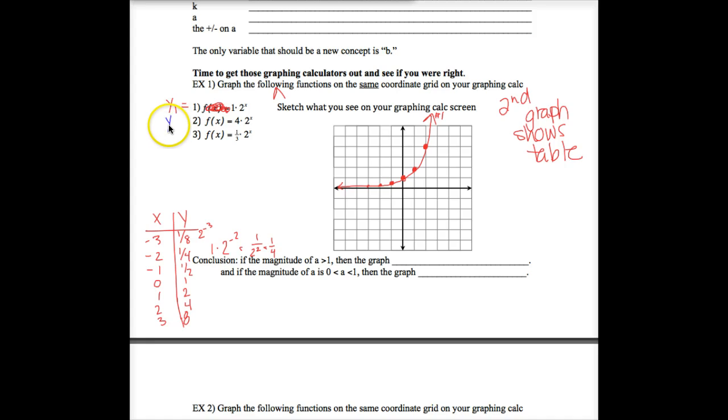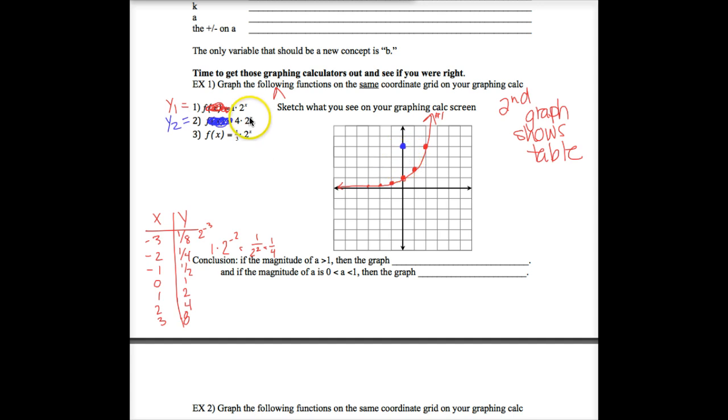So in your y2, you're going to type in, of course, not the f of x part, because that is y. You're going to punch in 4 times 2 raised to the x power. And you can keep the other one there if you want to compare them side by side, but you can look at the table, and again, you're looking at the y2 column of your table, and you can see that when x is 0, y is 4. So that's this point right here.